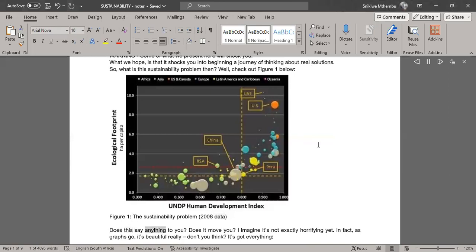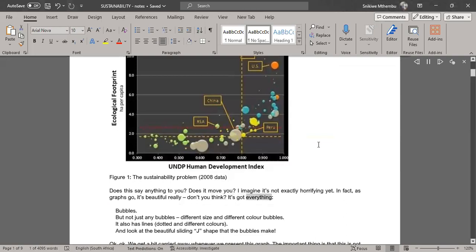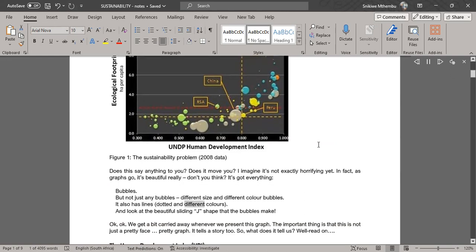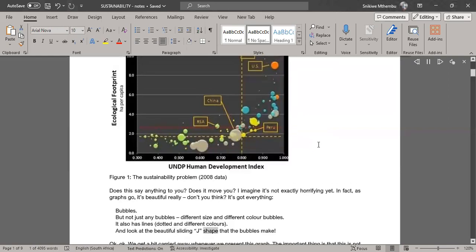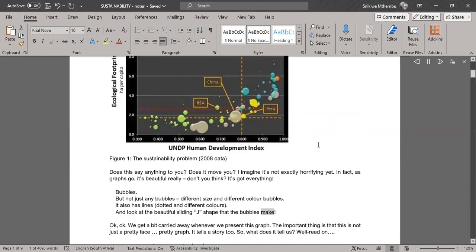Does this say anything to you? Does it move you? I imagine it's not exactly horrifying yet. In fact, as graphs go, it's beautiful really, don't you think? It's got everything. Bubbles. But not just any bubbles, different size and different color bubbles. It also has lines, dotted and different colors. And look at the beautiful sliding J shape that the bubbles make.